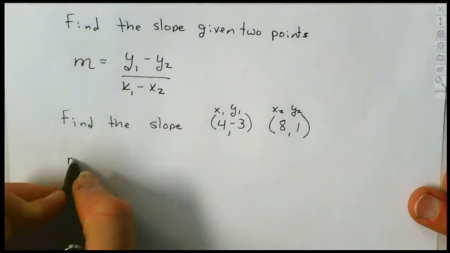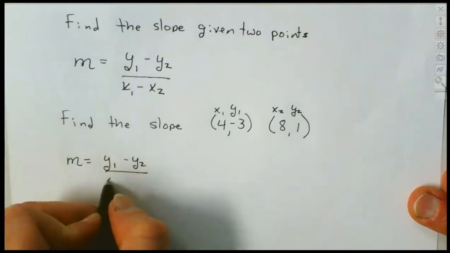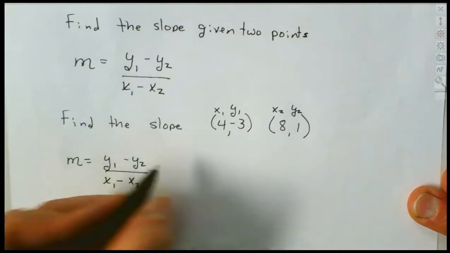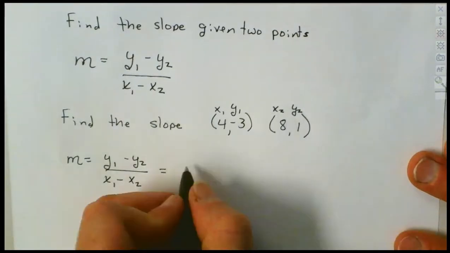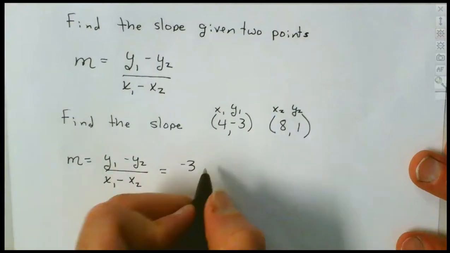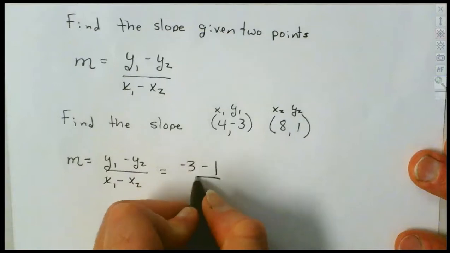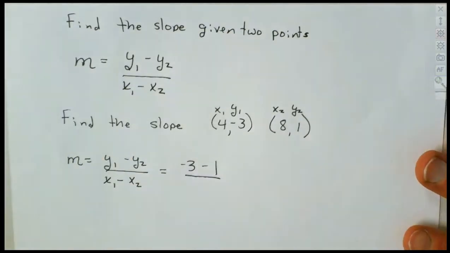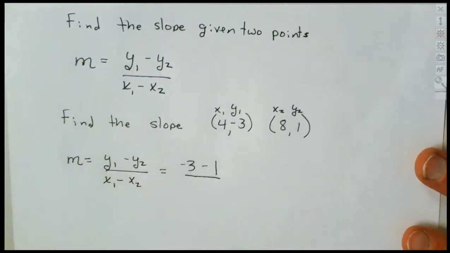So your m is going to be y1 minus y2 over x1 minus x2. Now we fill it in. We've got to be very careful if we have any double negatives. In this case, we don't. We're going to fill everything in. So we have y1, which is -3, minus y2, which is 1. The y's go on the top, x's go down below. A lot of times I see students mix them up. Y's on top, x's down below.